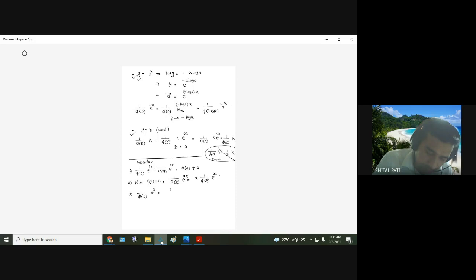क्या करना है हमें यहाँ पे? 1 upon phi of, replace d by log a, है ना? a raised to x. Simple. Fourth formula, 1 upon phi of d operated on a raised to minus x. Yes, 1 upon phi of minus log a, raised to minus x. लिखना है आपको, हाँ. Then fifth formula, 1 upon phi of d operated on k. k is a constant. So 1 upon phi of 0 and then k. Right. k is a constant.